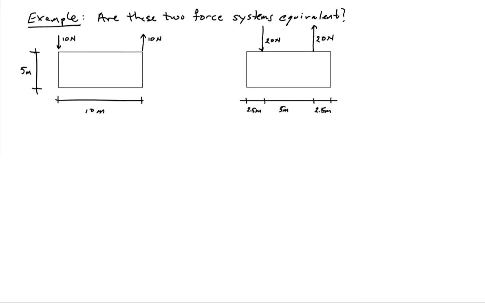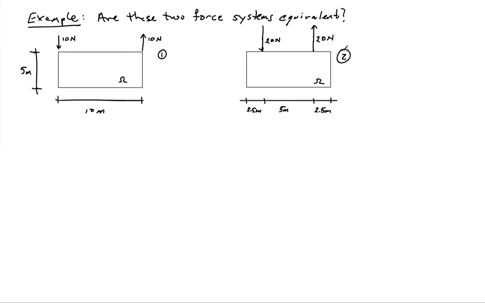Let's look at a simple application of this idea of equivalent force systems, and let's consider a body omega here. And I've subjected omega to two different force systems. Force system 1 over here consists of two 10-Newton forces applied in opposite directions at the corners of omega. My second force system over here consists of two 20-Newton forces applied at different locations, 2.5 meters in from the left and the right sides along the top edge.